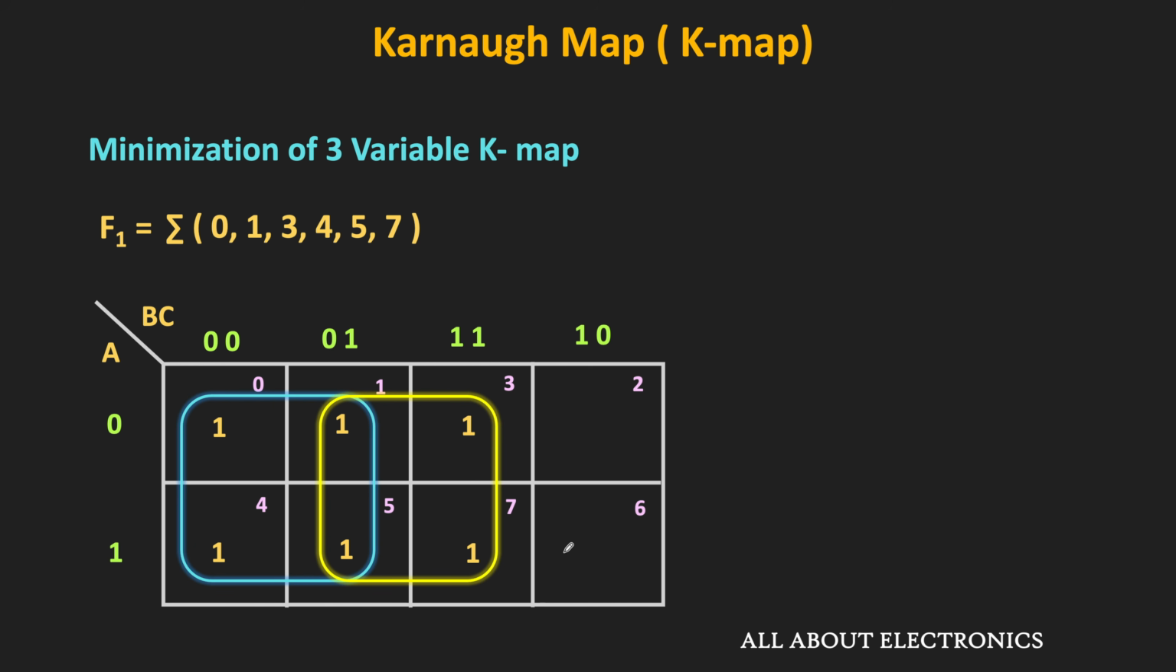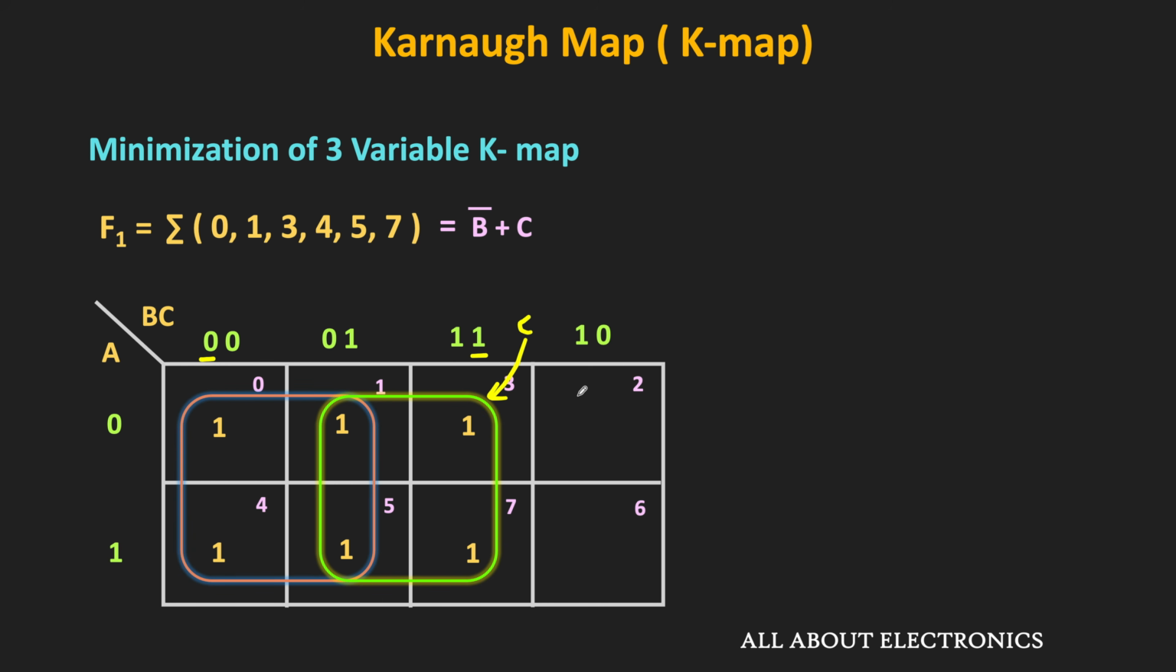So if we just consider the first group, then only one variable B is not changing, and the value of variable B is equal to 0. Therefore, this group represents B bar. Similarly, if we see this second group, then only one variable C is not changing, and the value of variable C is equal to 1. Therefore, this group represents C. And if we see the overall minimized function, then that is equal to B bar plus C.